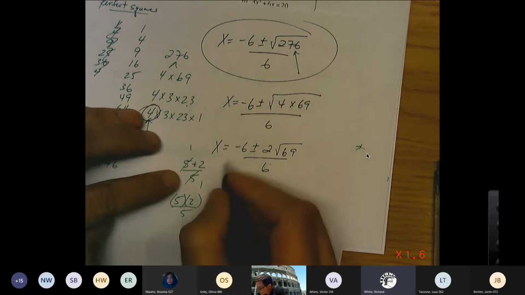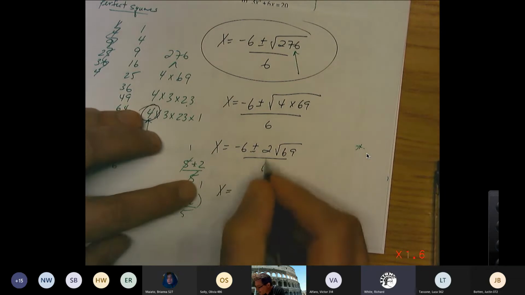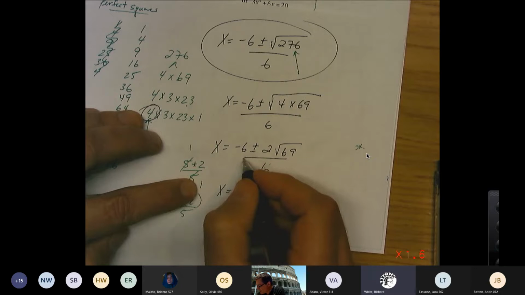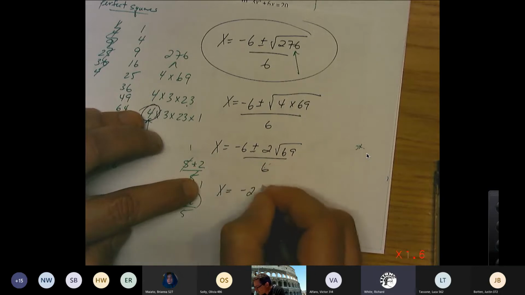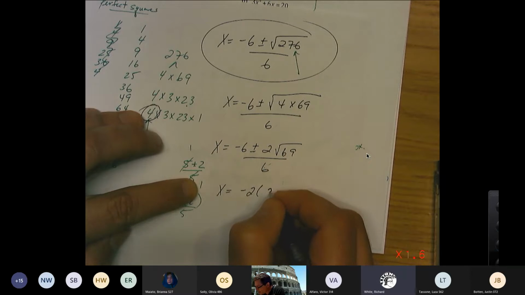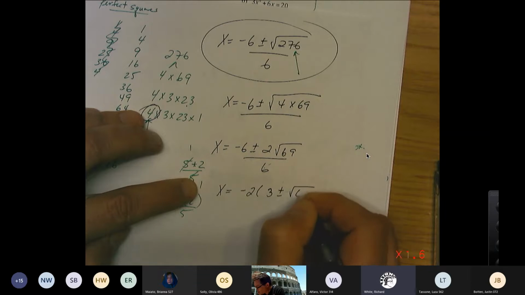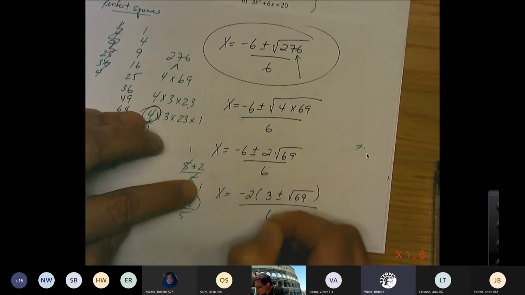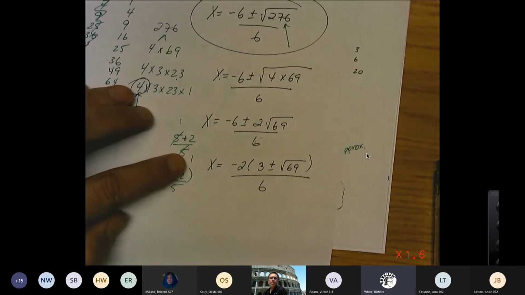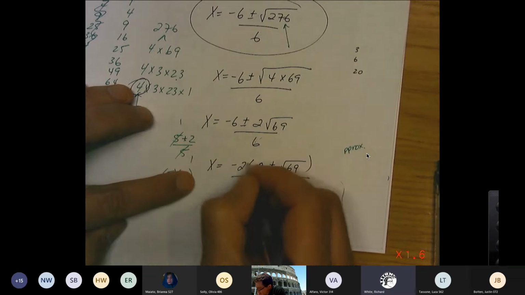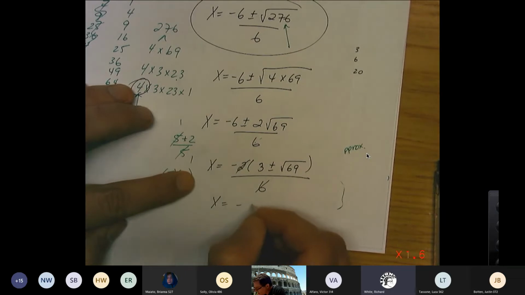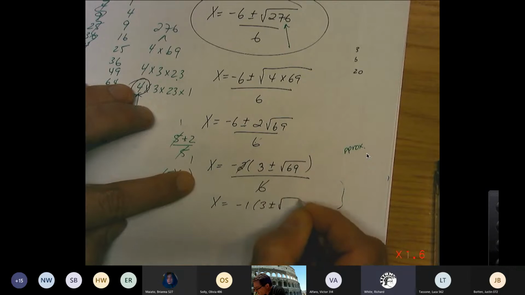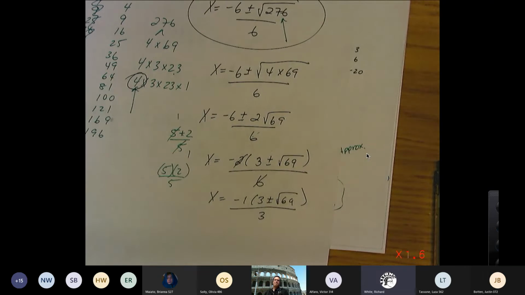We need to common factor. So it becomes x equals, and I'm going to common factor out a -2. It's going to leave us with a 3 and a plus or a minus root 69 all over top of 6. And we can reduce this because now it is multiplication. x equals -1 times 3 plus or minus square root 69 all over top of 3. And that's how we get the final answer there.